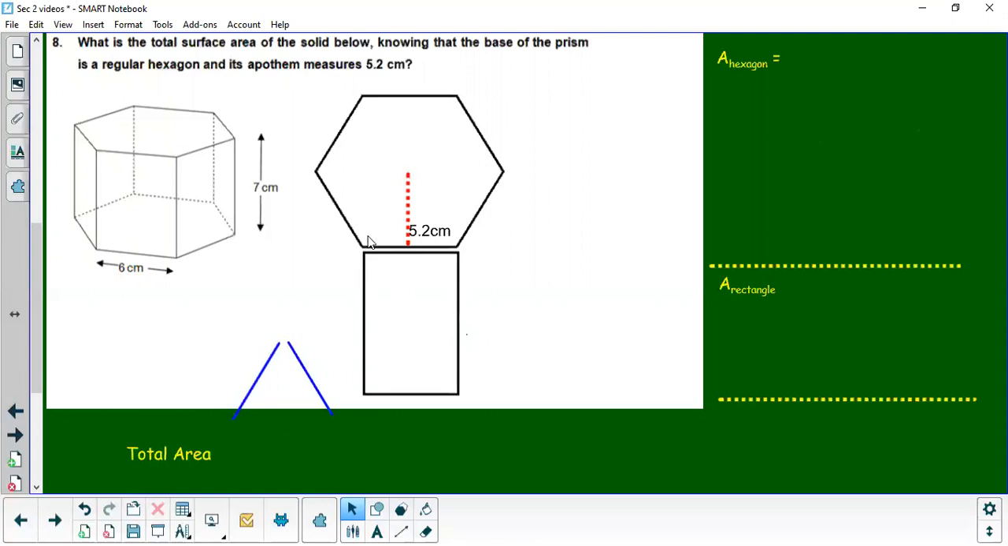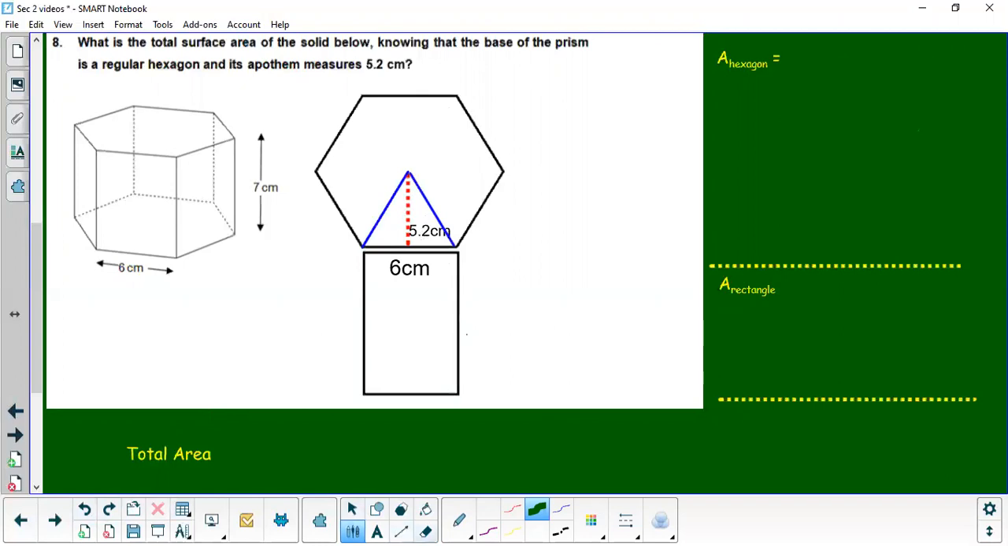Now, if we look at this, how do we find the area of this thing? Well, let's break it up into triangles like this. And how do we find the area of this triangle? This measurement is 6 centimeters. This is a triangle, so the area is base times height divided by 2. Here we just don't call it a height, we call it the apothem.